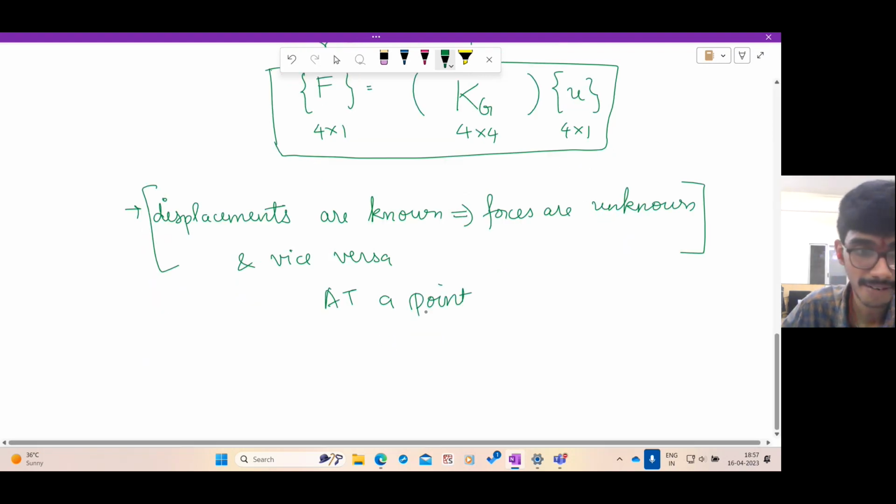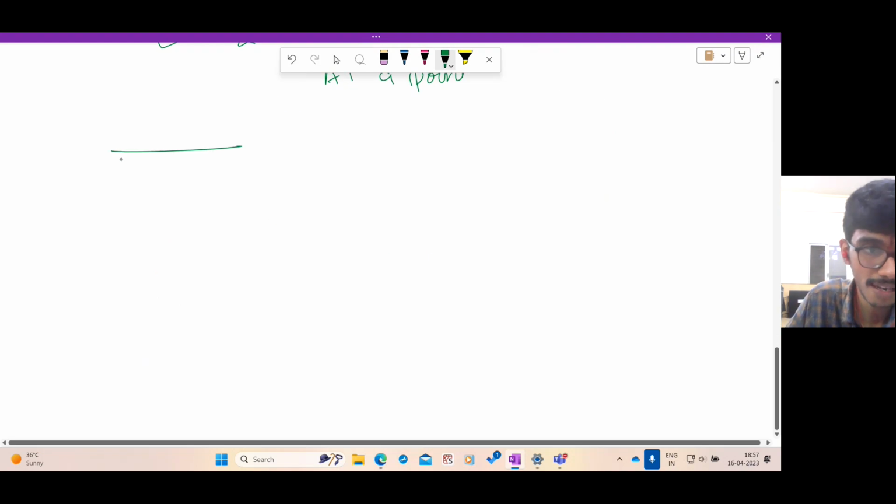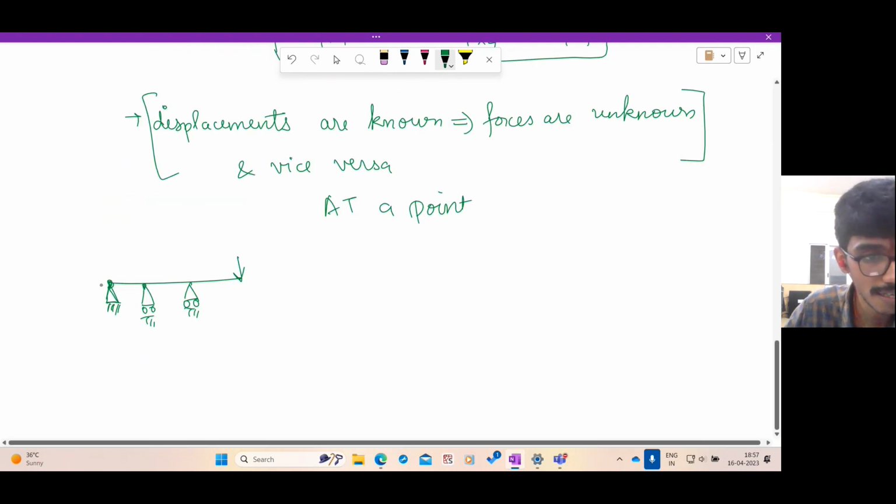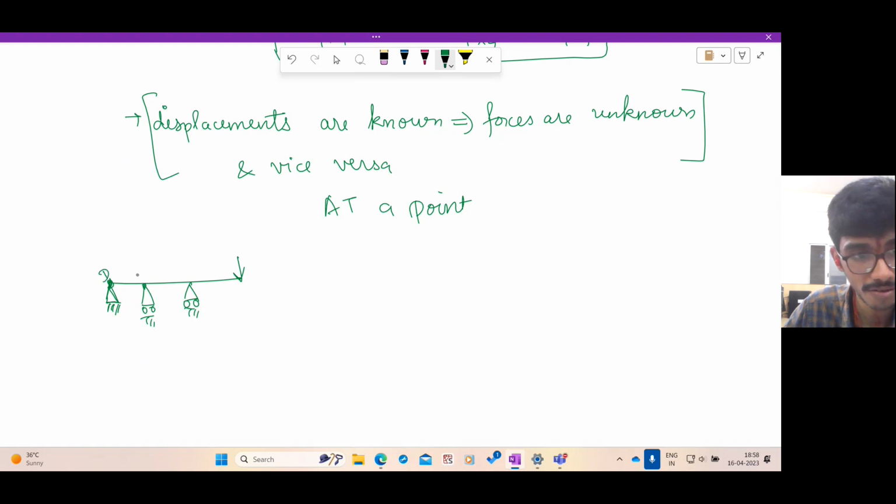You can easily see that if you take a beam or any member, at this point the displacement is known. You know that the displacements are equal to 0, but in general, you don't know the forces. So before you solve the problem, the force in this is not known. So here the force is unknown, the displacement is known. Here displacement is known. Here also displacement is known, force is unknown.